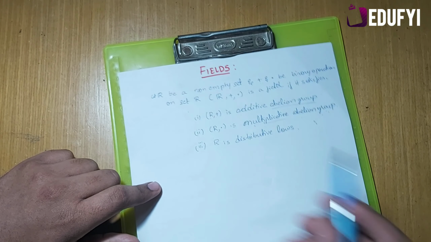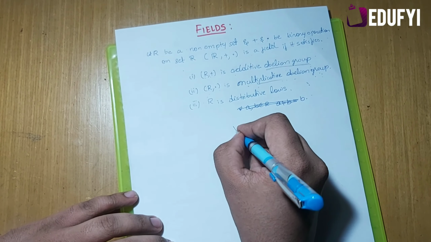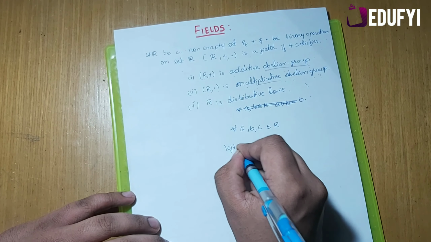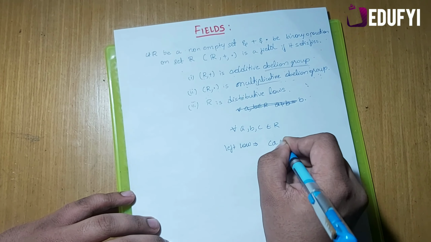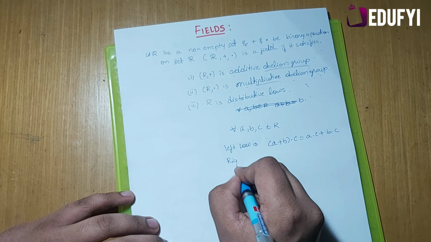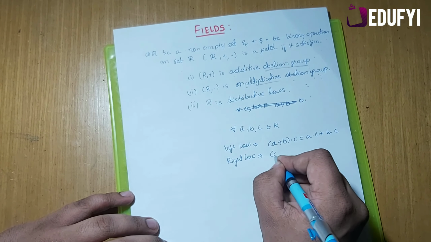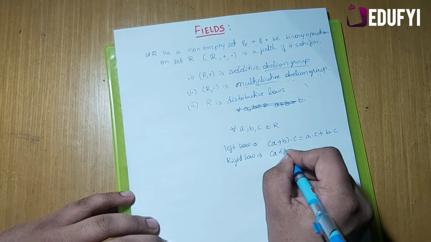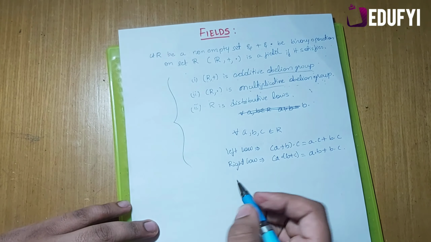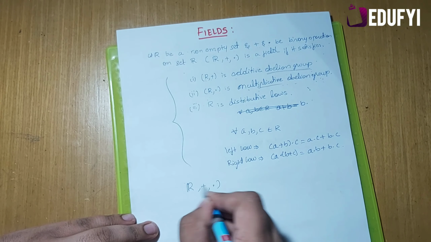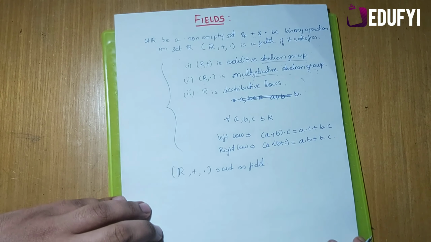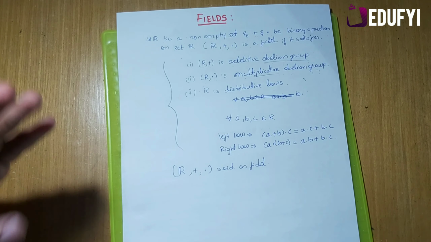And the distributive law: for all a, b, c belonging to R, the left law says that (a plus b) dot c is equal to a dot c plus b dot c, and the right law states that a dot (b plus c) is equal to a dot b plus a dot c. If this is proved, then R comma plus comma dot is said to be a field.